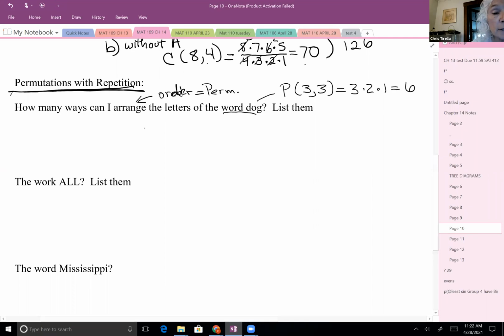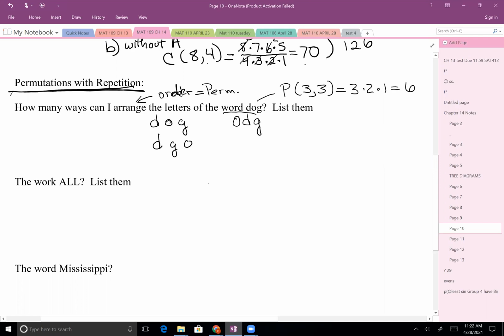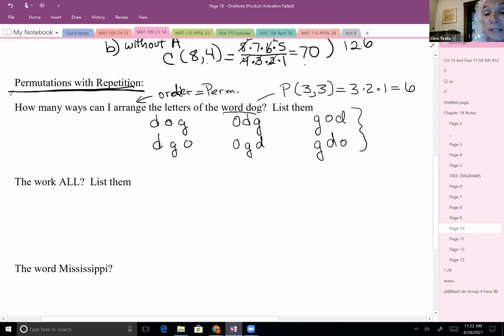So if I tried to list them, the obvious is D-O-G. Then I could keep D first and switch the other 2, D-G-O. Or I could put O first and I could have O-D-G. Or I could have O first and have O-G-D. Or I could have G first and have G-O-D. Or I could have G first and have G-D-O. And so we've got 6. We can use permutations because they're all different.